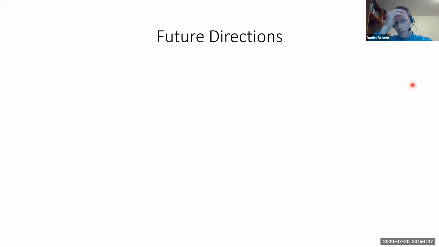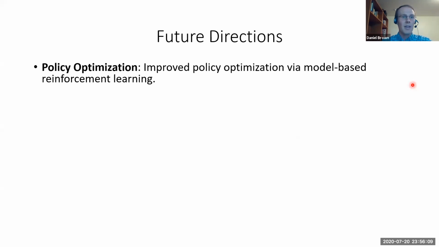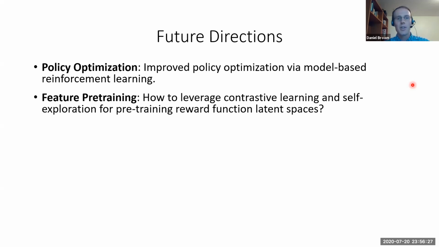So with that, there are lots of future directions. I'm gonna highlight just a few. There are more in the dissertation document. One is looking at just better policy optimization. We have a lot of methods that are really fast at recovering a reward function, but still require RL at the end to come up with the policy. I think model-based reinforcement learning would be a natural fit here, so we have efficient reward inference as well as policy optimization.